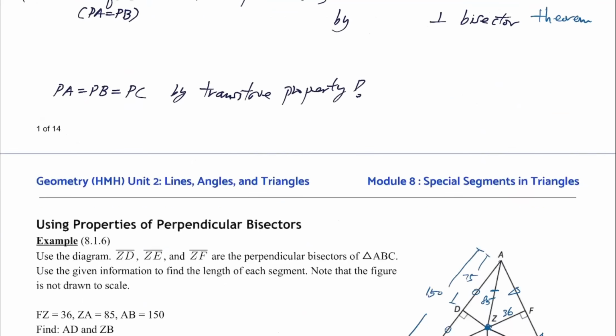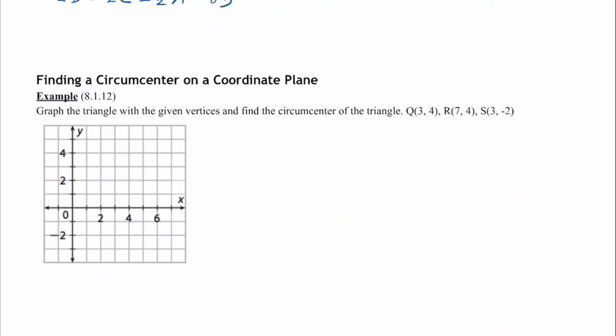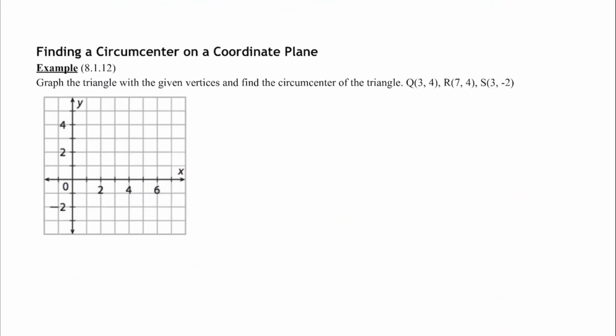Okay, so let's get started with the last question. Find the circumcenter on the coordinate plane, and they give us coordinates. Q is (3, 4), so 1, 2, 3, 4. That's Q. R is (7, 4), which is here. And S is (3, -2). Well, lucky for us, this is a right triangle.